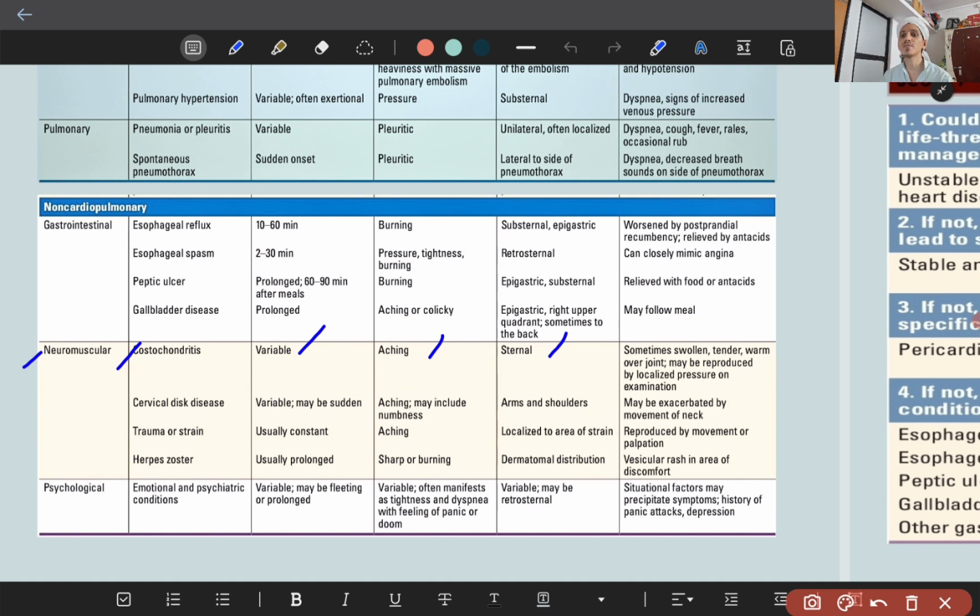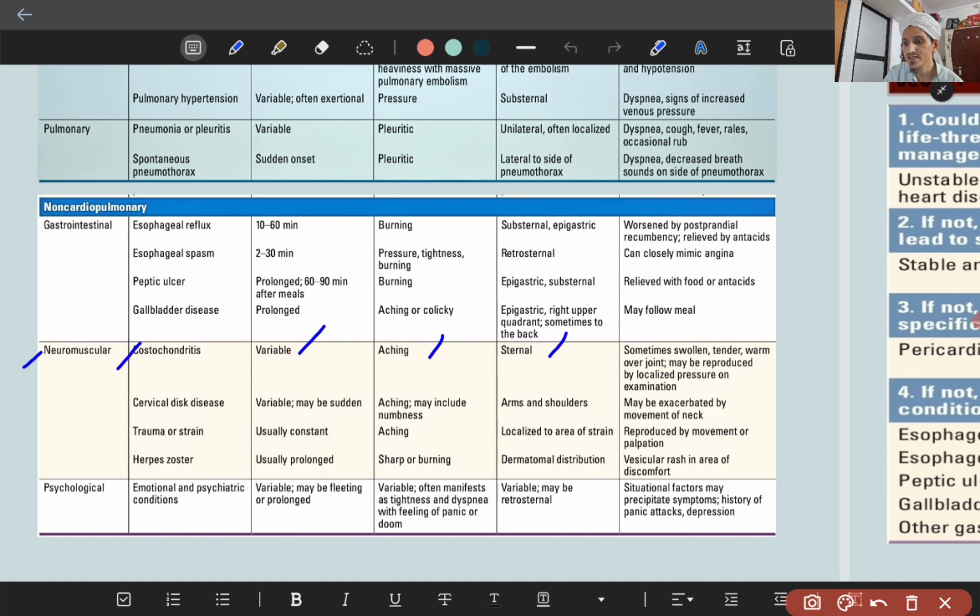may be reproduced by localized pressure on examination. Remember one point about pain: visceral pain is non-localized, and somatic pain is usually localized pain. This is a basic thing which we learn in pain. And neuropathic pain is something like an electric shock-like sensation, tingling, burning, and hyperalgesia. If you touch also, it will produce pain. So basically three types of pain are there: somatic, visceral, and neuropathic. Somatic pain is very well localized, whereas visceral pain is not very well localized. And neuropathic pain is very different from those.